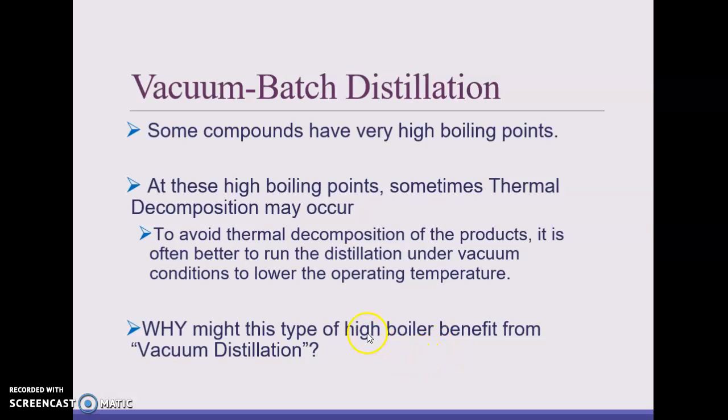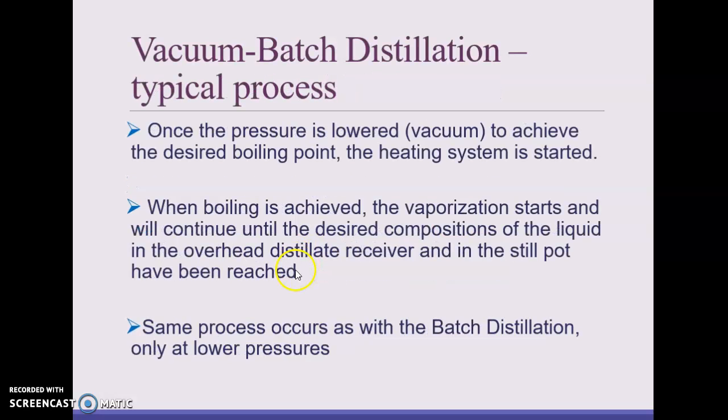Well, that's because you have a lower pressure, and we know that when we have a lower pressure, our boiling point is dropped. Therefore, you can boil this at a much lower temperature and not run into thermal decomposition. So once your pressure is lower, you can just start again and do the same thing as the batch distillation. You're just running under a different, much lower pressure, under vacuum, and therefore at much lower temperatures. Then you just run the batch distillation just as we said previously.